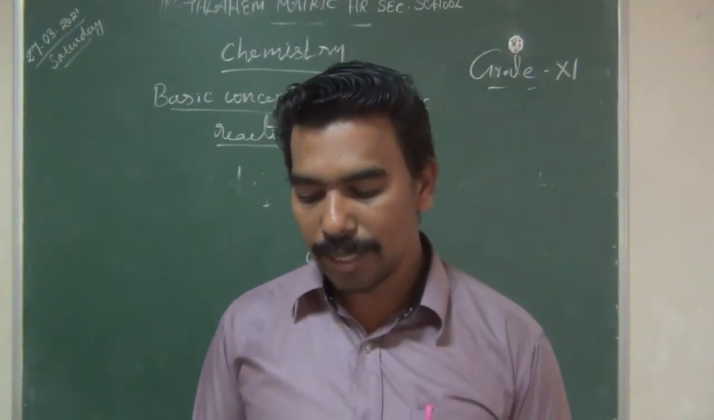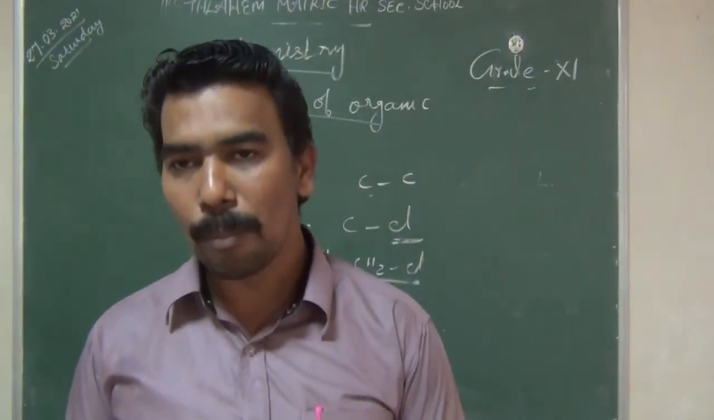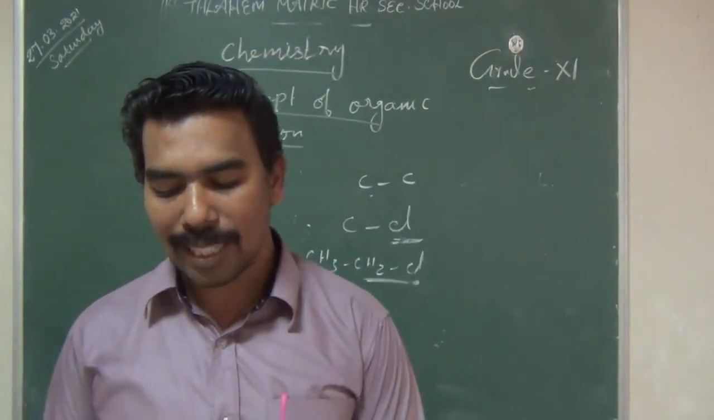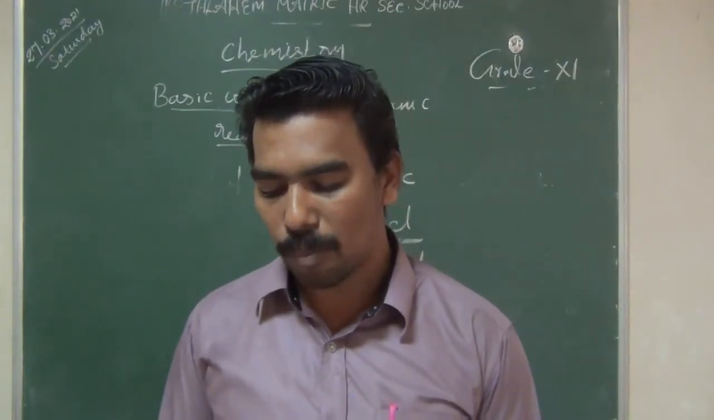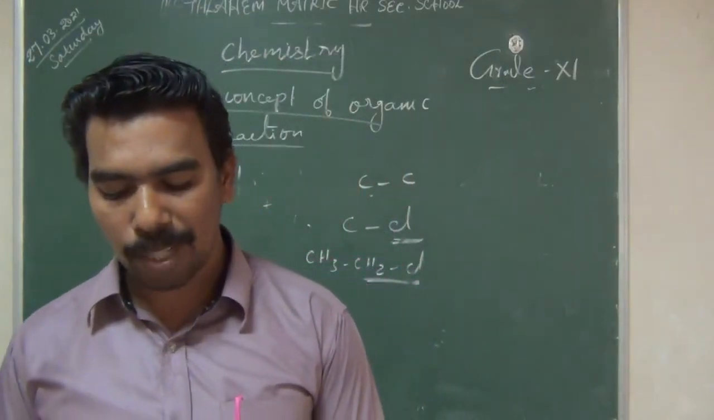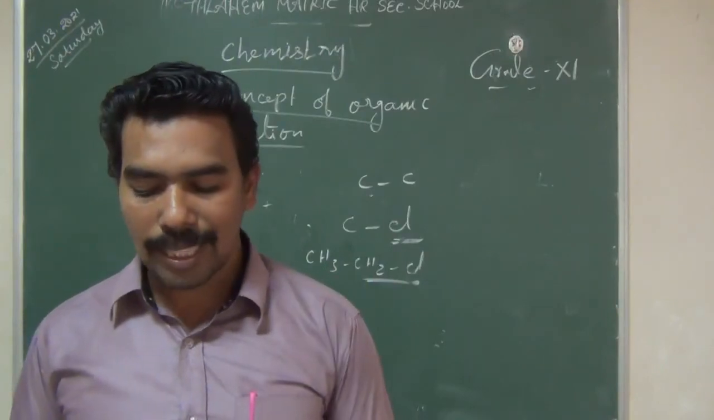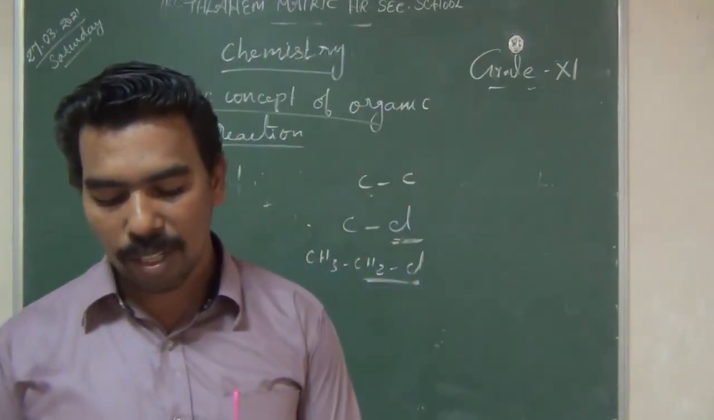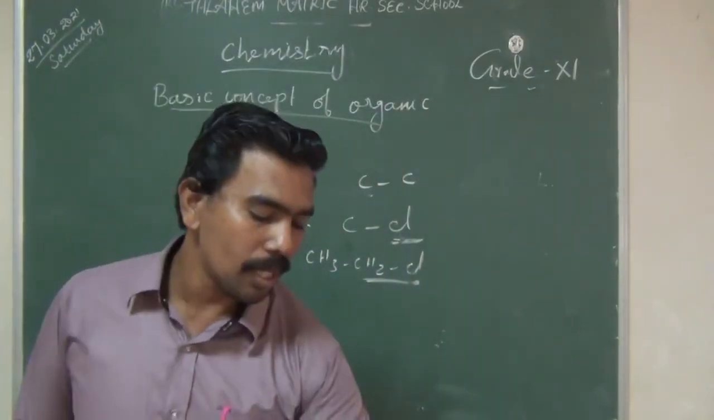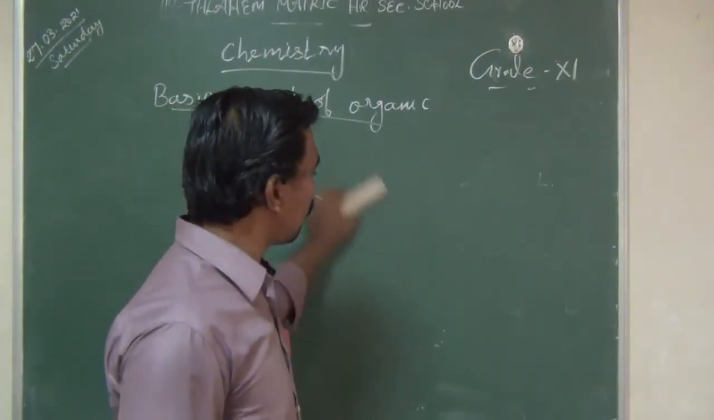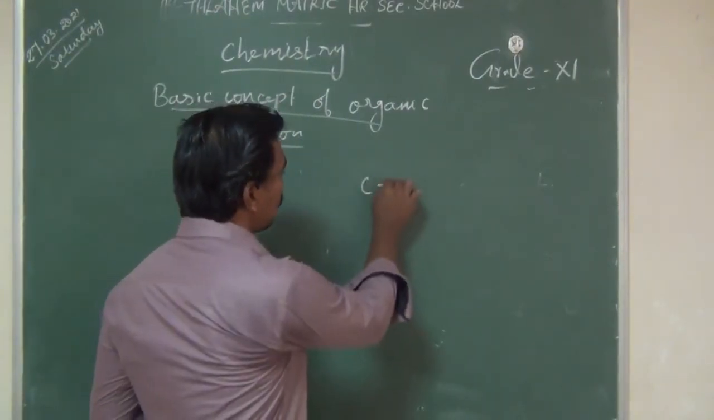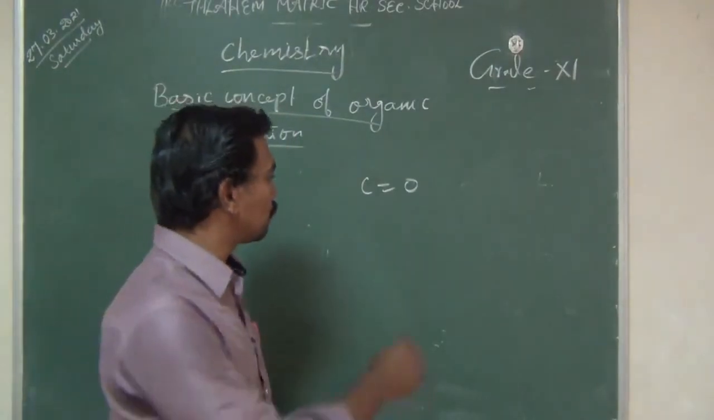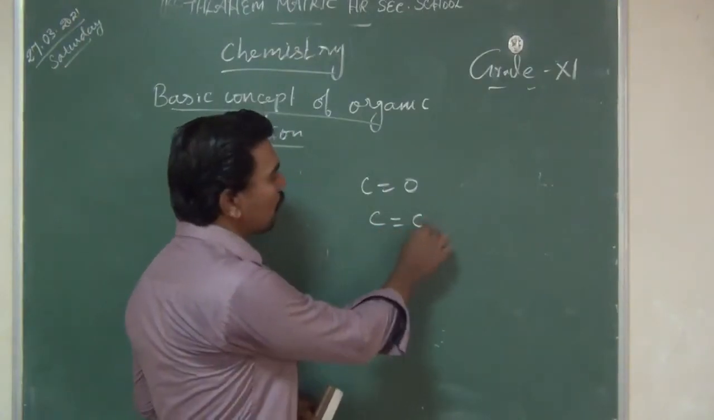The next one is the electromeric effect. The electromeric effect is a temporary effect which operates in unsaturated compounds. Here also we are discussing the carbonyl group and the unsaturated compound, the alkene. The carbonyl group means aldehyde and ketone, C double bond O. Then the alkene group means carbon-carbon double bond.